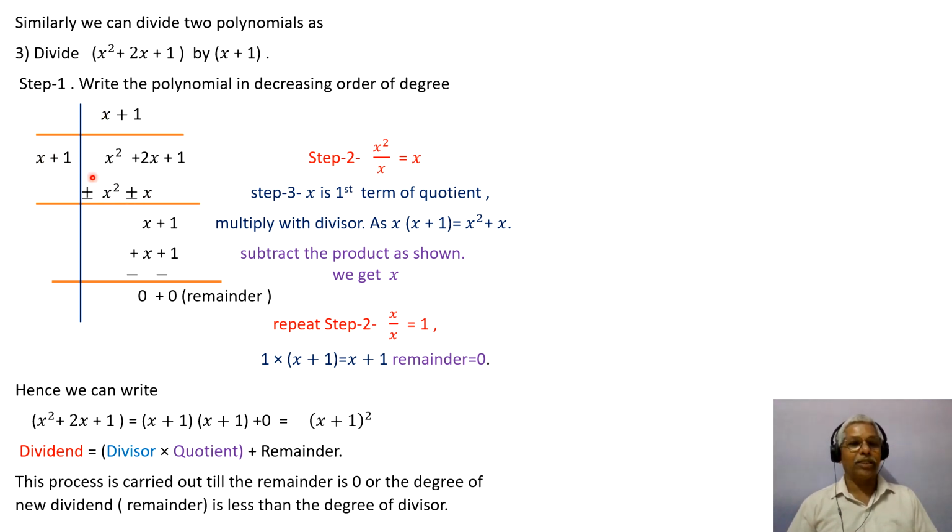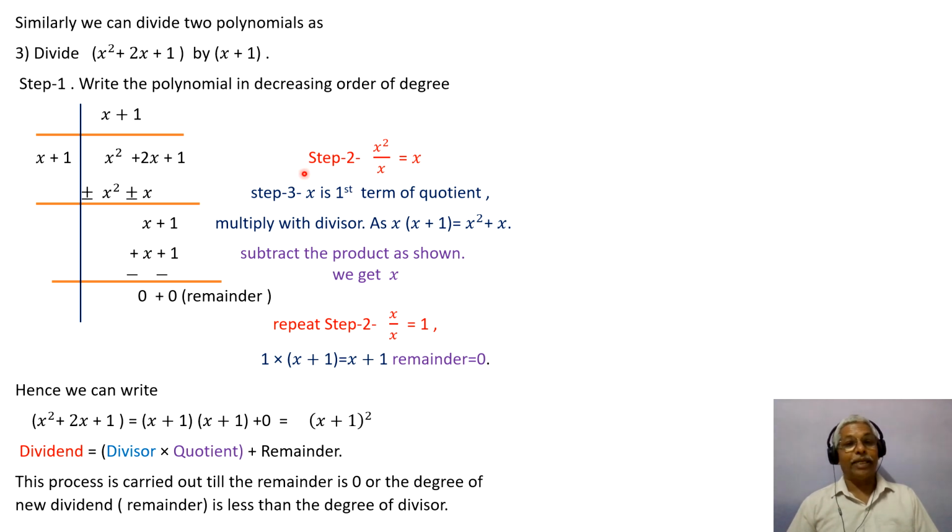x into x is x square, plus x into 1 is x. Got it? Now subtract it. Change the sign. It was plus plus, I made it minus minus, and x square goes, and 2x minus x is x. Now bring this plus 1 here. So this becomes x plus 1.